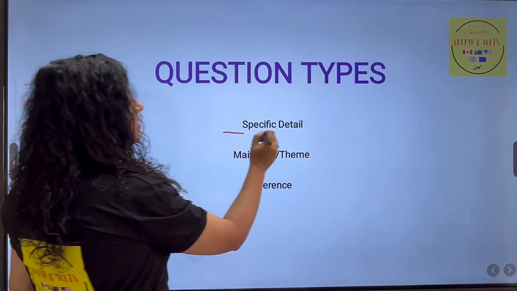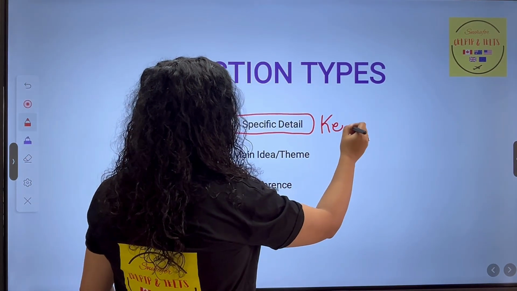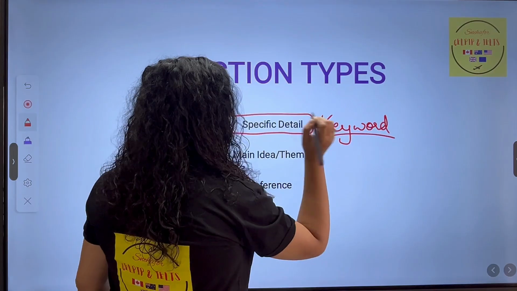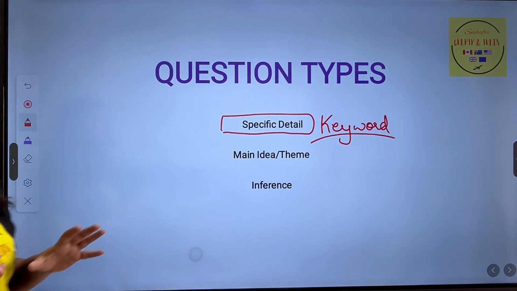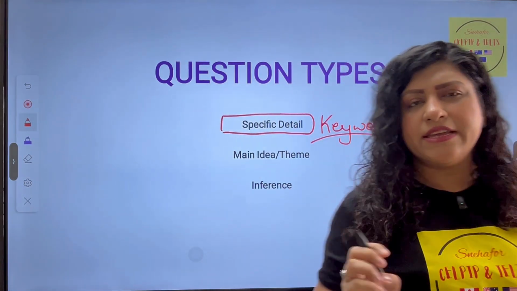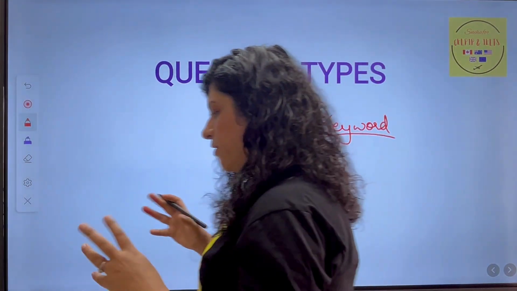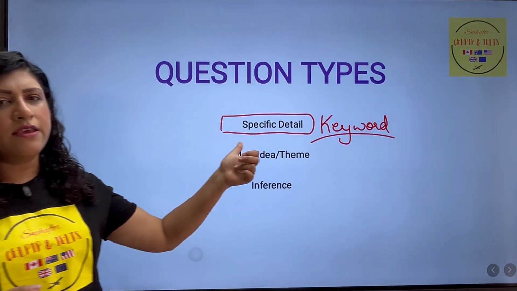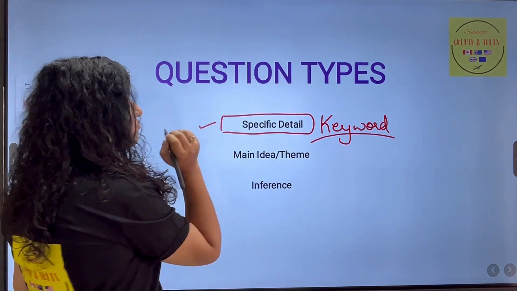In the specific detail type of question, some keyword or some key detail must have been mentioned in the audio, and you have to focus on that keyword, on that key detail, for your answer. So in the audio, you'll be searching for the key information that's being asked in the question. So these are specific detail type of question.